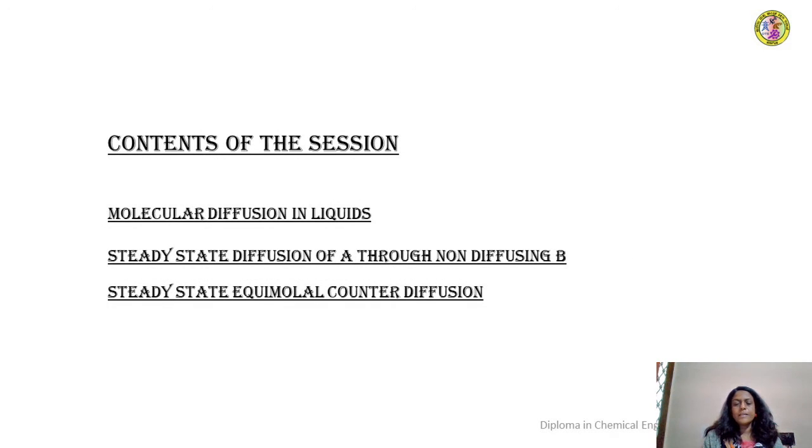So accordingly, these are the contents for today's session. One is we are taking up the molecular diffusion in liquids. Then we are deriving the flux equation for steady state diffusion of A through non-diffusing B, and later on we'll derive the equation for steady state equimolar counter diffusion.